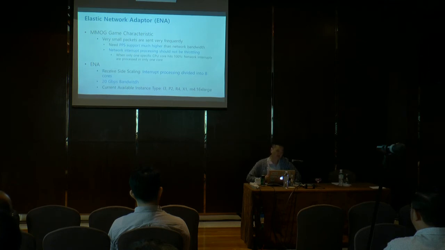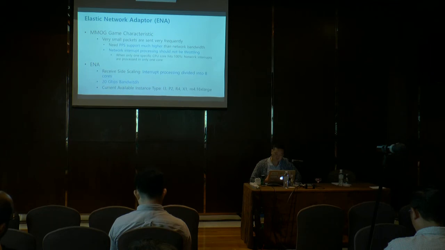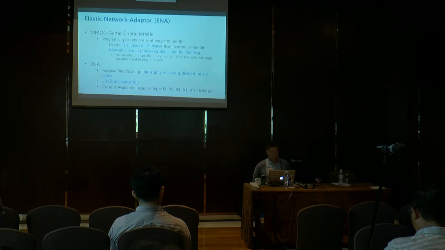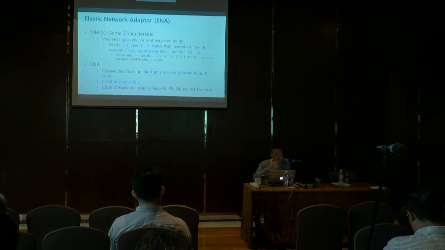So for this case, we have ENA, the Elastic Network Adapter. AWS provides this dedicated network adapter, and we call it ENA. This adapter has high PPS, and it handles network interrupts across up to 8 cores. So for those kinds of architectures, you need to use ENA. It's a very important architecture point. If you didn't know these problems, please keep them in mind.